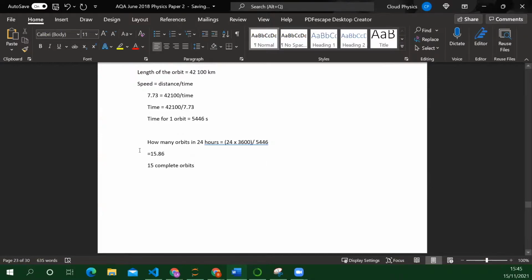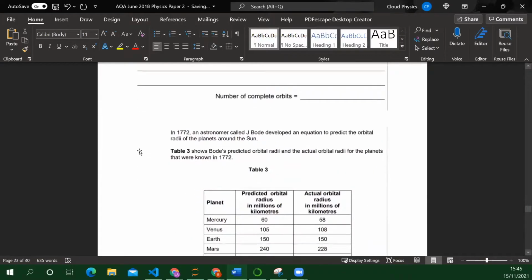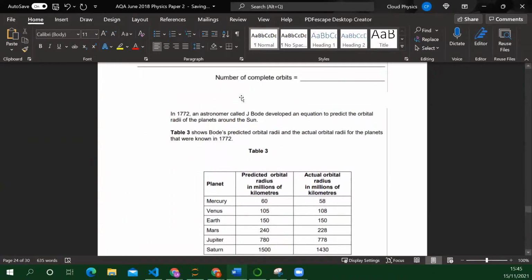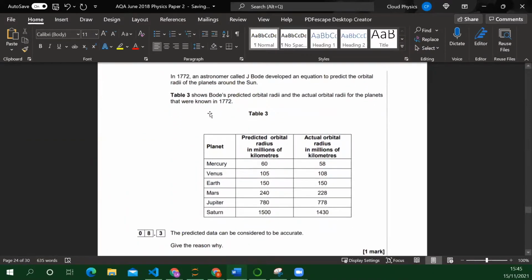Okay, end our answer. This is interesting, this bit. I saw this when I first looked through the paper. Bode's law. I'm an astrophysicist, so I'm going to my planets and things.